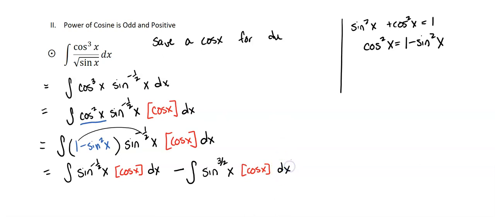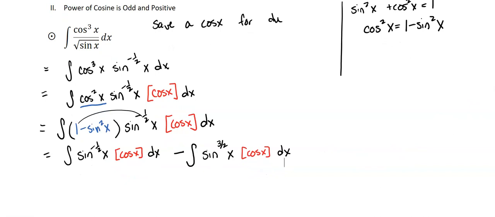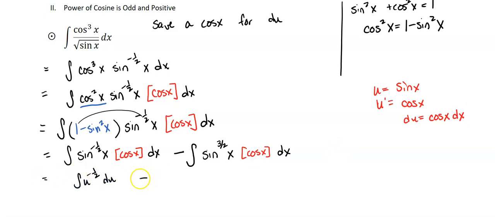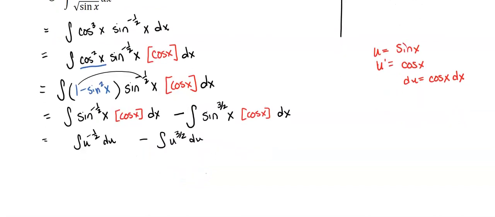Believe it or not, this direction is actually a little bit more simple because if we let u be sine of x, then u prime is just cosine of x. We don't need a negative here. So du is just cosine of x dx. And we have everything that we need. So this one is going to be the integral of u to the negative 1/2 du minus the integral of u to the 3/2 power du. And we'll evaluate that.